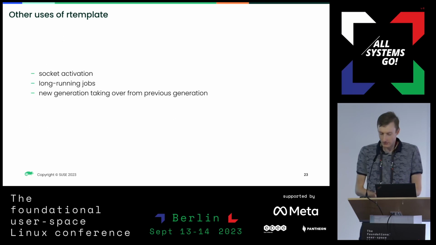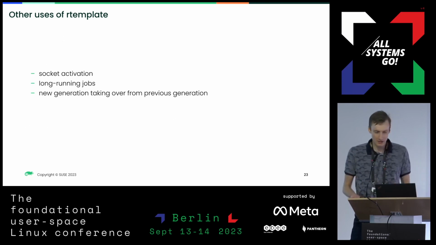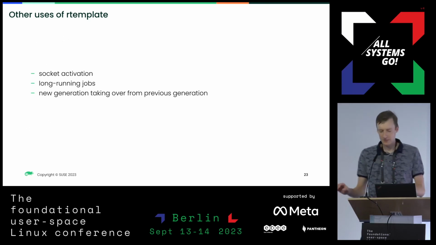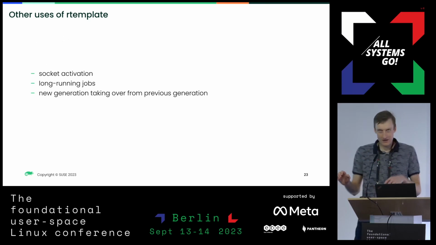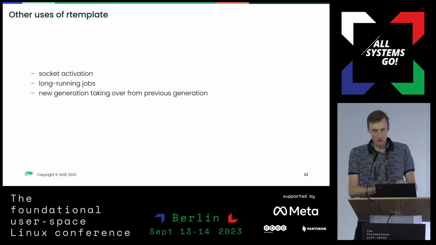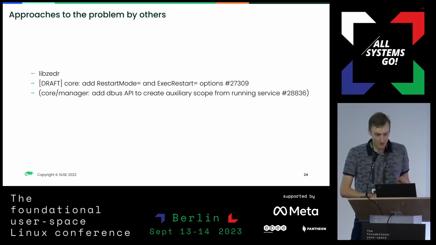So it could be used also for socket activated services, or for any generic services that have some long running jobs that we want to keep on the side to finish them, but we also need a new instance. I was also thinking about somehow extending this so that the old generation of the service could help the new generation to be brought up, for example, like the root storage daemons, but that is quite a wild idea still. So these are some extensions.